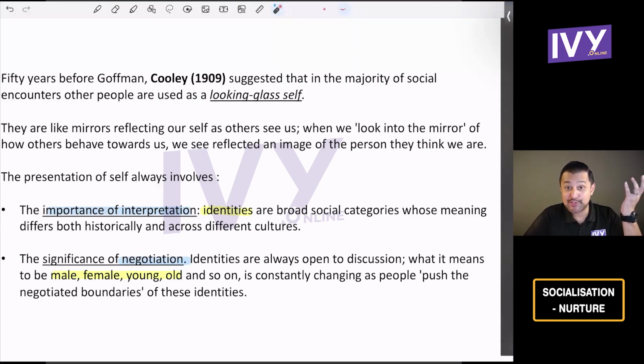They say 40 is the new young. At least I like to believe that. So, the significance of negotiation: identities are always open to discussion. What it means to be male, female, young, old, and so on is constantly changing as people push the negotiated boundaries of their identities.